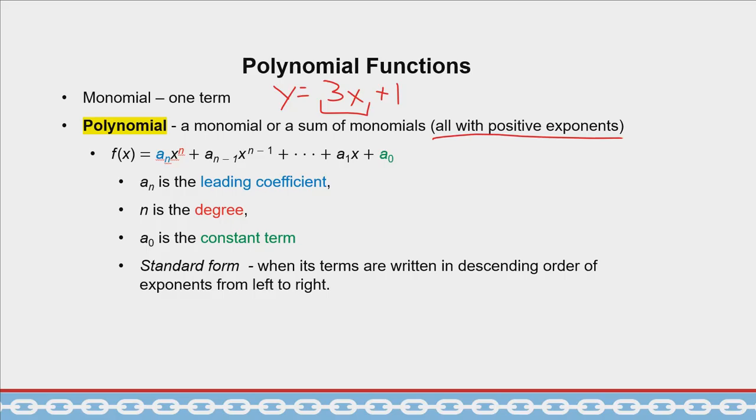So here we have it laid out for us in function notation. A is that leading coefficient. And then we have our various x to different exponents. The highest exponent is called the degree. And then whatever gets added at the end without a variable is called the constant. So in standard form, your exponents are going to go in descending order from left to right. So biggest exponent to smallest exponent.